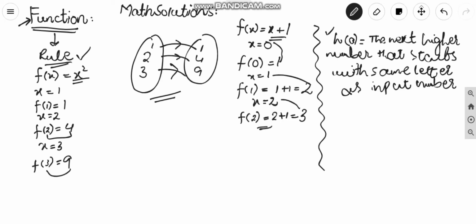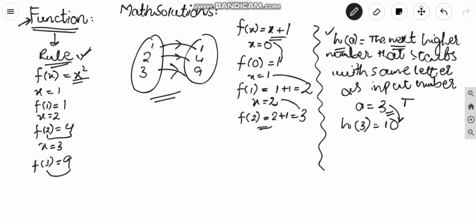Let's suppose we put a equals 3. So h of 3, the answer will be the next higher number that starts with the same letter as the input number. And our input number starts with the letter t. The next higher number that starts with the letter t is 10. So our function has related 3 with 10. This is a function. So basically function is a rule that relates elements in the first set to one and only one element in the second set.